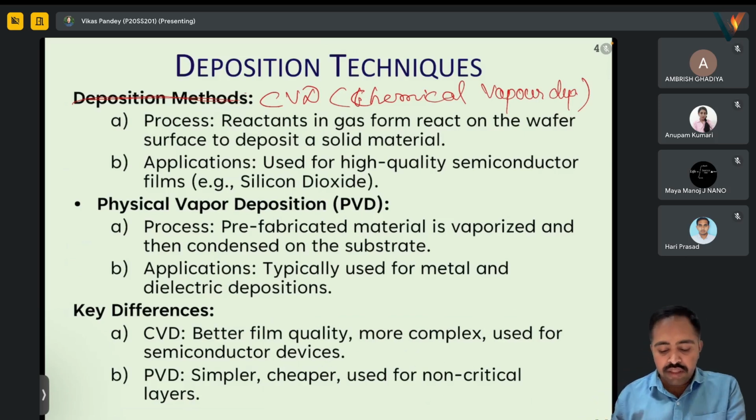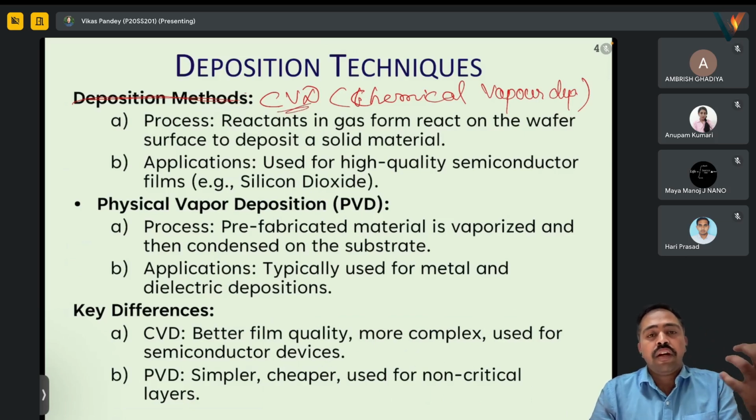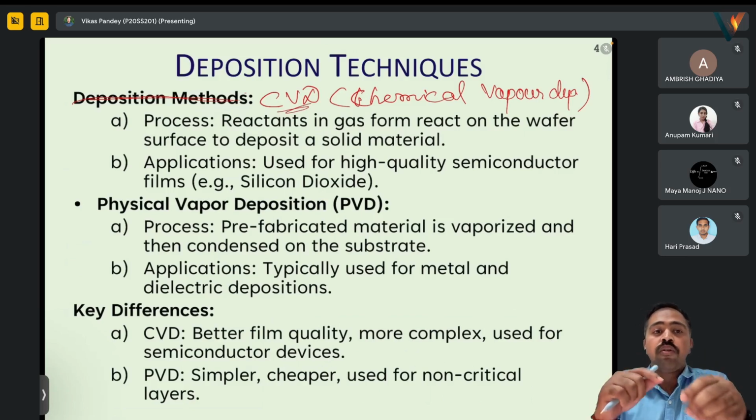So what happens in case of CVD is that reactants in the form of gas react on the wafer surface wherever we want to deposit and create a solid material. These are used for high quality semiconductor films like silicon dioxide. That is also very high quality silicon dioxide where we are not able to grow, but we want to deposit very high quality silicon dioxide. We will go for CVD.